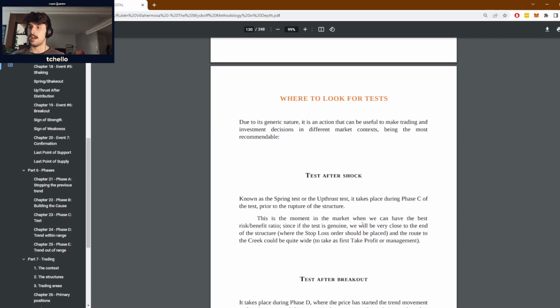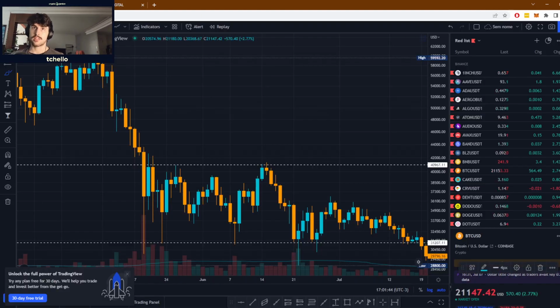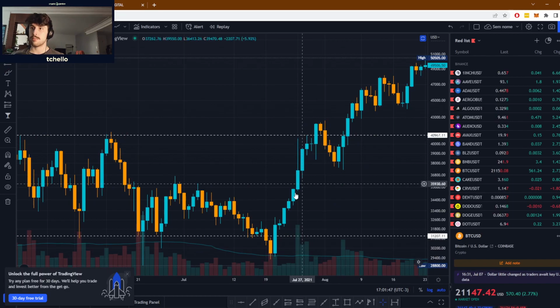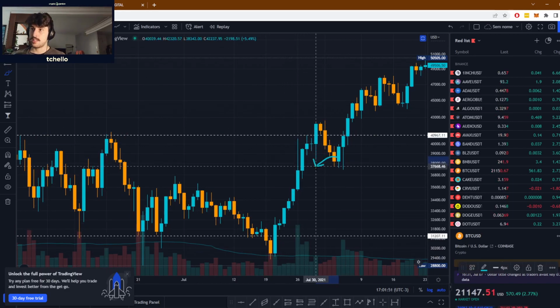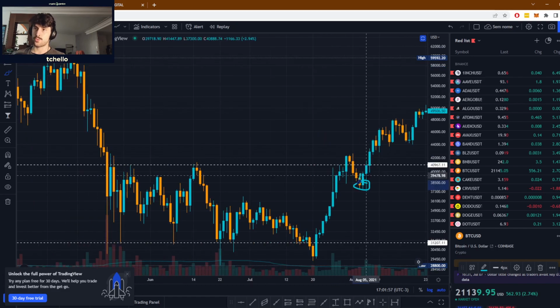All right. Second, there is the test after the breakout. So during phase D, when we see the start of that trend movement within the range, phase D would be something like here, right? And we saw this minor test here of this trend. So we broke out, tested this line here, which was around these highs here, a little bit lower, but you know, it's approximate, all right?